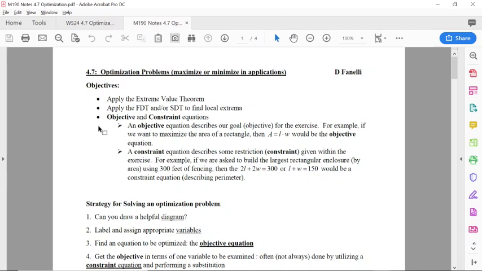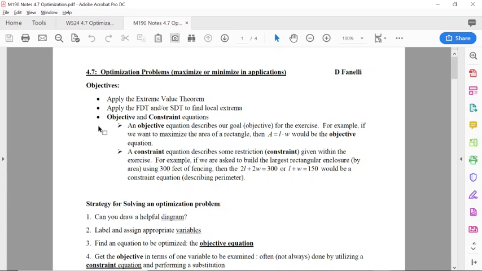Well, a rectangular box would have 6 sides. Each of those sides would be rectangular shaped. And most generally speaking, a rectangular box is going to have dimensions length, width, and height. So the volume of such a box would be length times width times height. Okay? And the surface area would be the sum of the areas of the 6 faces of that box.